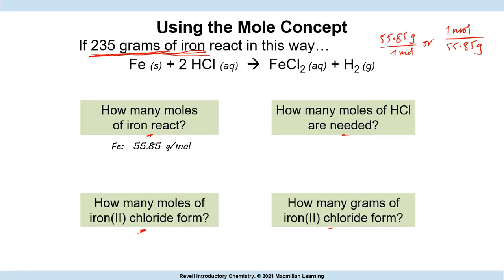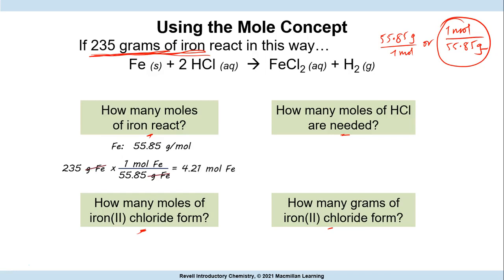We are going to use the conversion factor that has the grams at the bottom so that they cancel out with the grams in the question that we are given. So we are going to write out our 235 grams of iron times the conversion factor, 1 mole divided by 55.85 grams. So we see that the grams will cancel with the grams of iron and we are left with moles of iron. That gives us 4.21 moles of iron. So now let's write out 4.21 moles of iron.